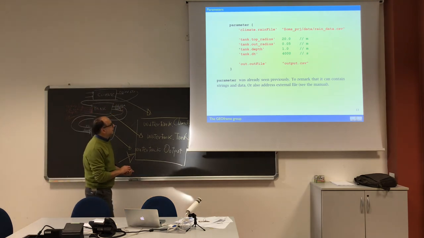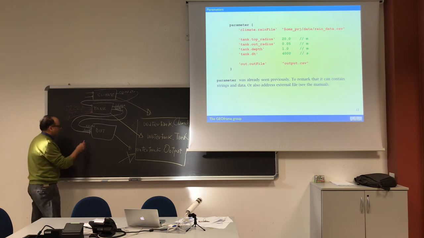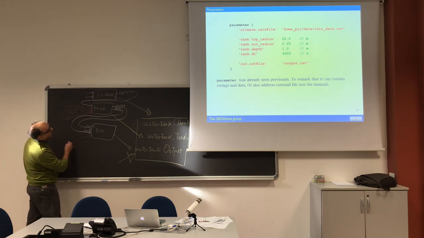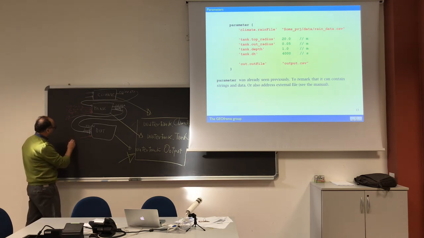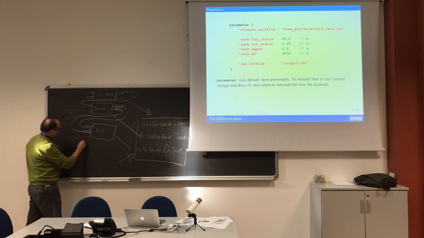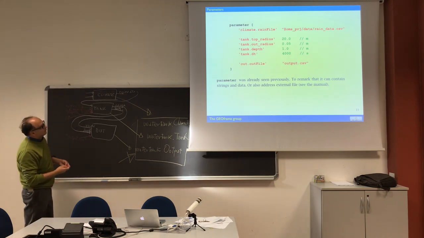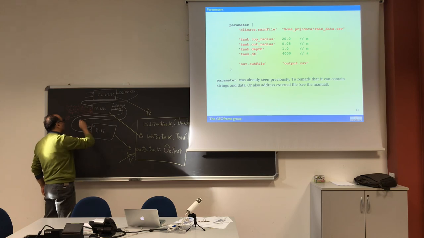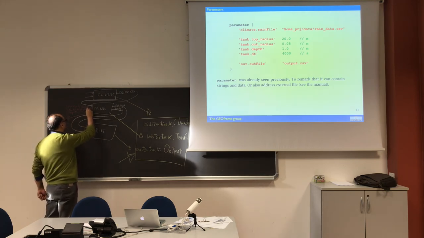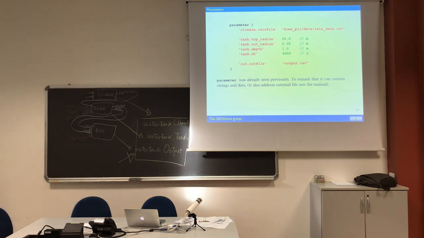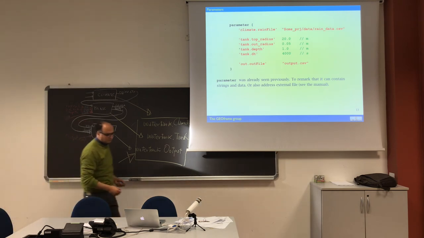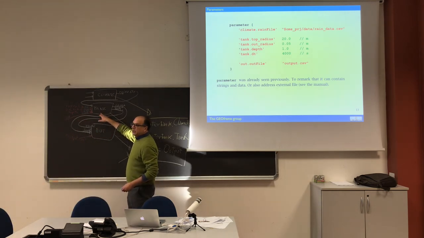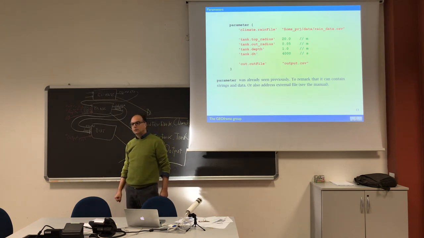And obviously here in the output file, you have also the name of the output file, which is output CSV. Here you also have the top radius, and here actually go the values, because you say this is equal to 20, this is equal to 0.05, and this is equal to 1.0, and this is 4,000. Sorry, this is our input. Yes, this is an input to tank. So our input is CSV.